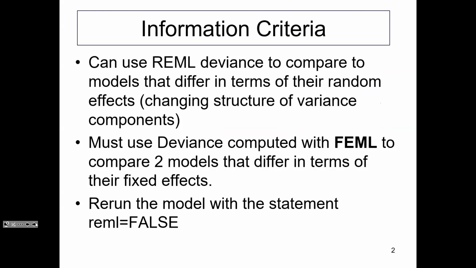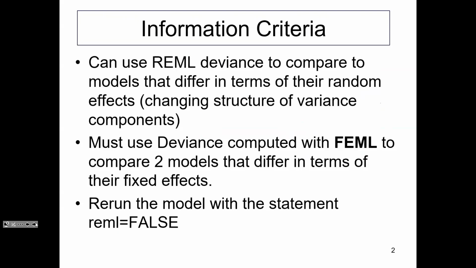But you can only compare the deviance of two different models that differ in their fixed effects if you've used FIML to estimate the model. But again, remember, REML is our default. All the models that we've been estimating are in REML, which is a standard default in multi-level modeling for all the reasons that I just said. So, okay, having said all that, I can use REML and use those deviances to compare two models that differ only in terms of their random effects, which again, we'll see lots of examples of today.